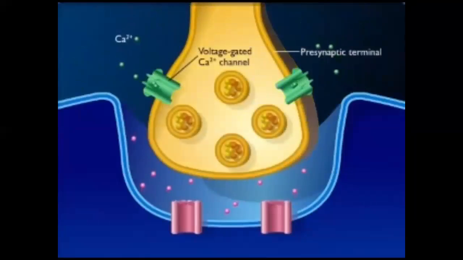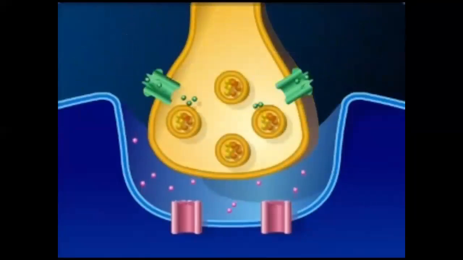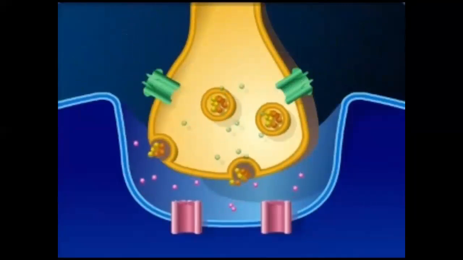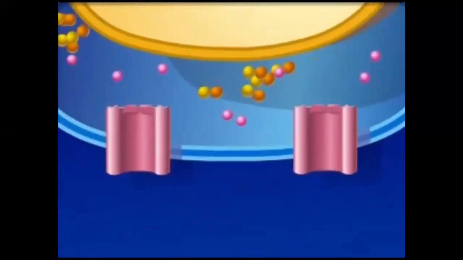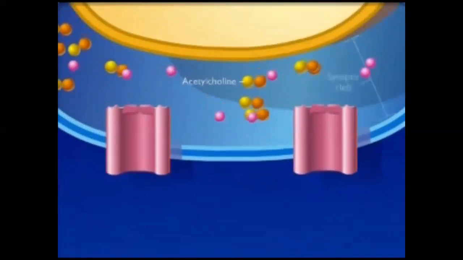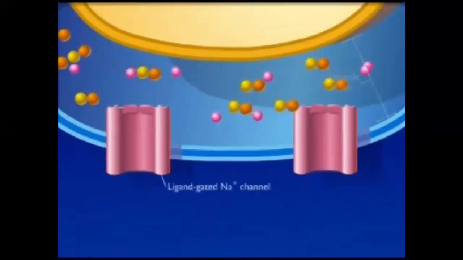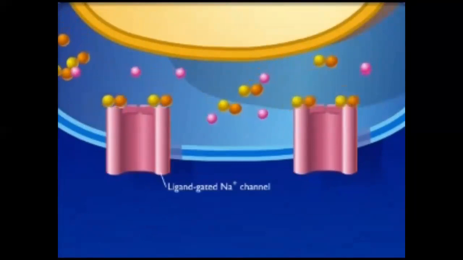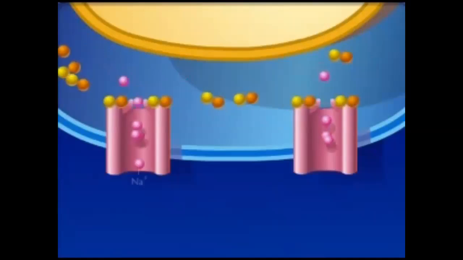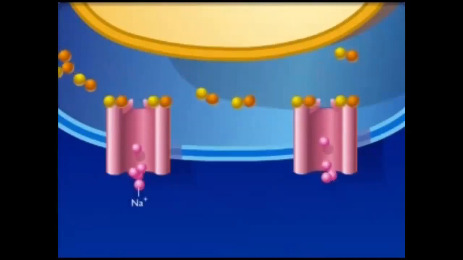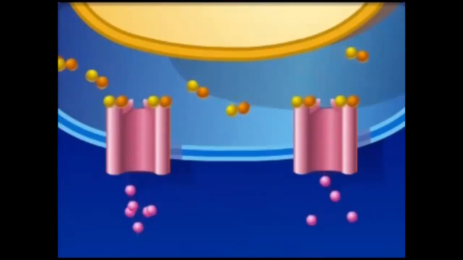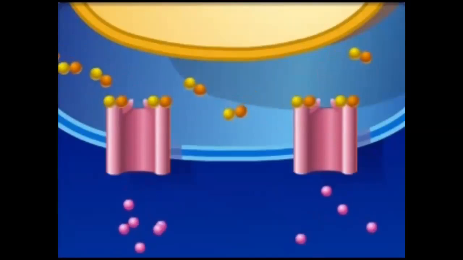open. Calcium ions diffuse into the cell and cause synaptic vesicles to release acetylcholine, a neurotransmitter molecule. Neurotransmitter molecules, acetylcholine, diffuse from the presynaptic terminal across the synaptic cleft and bind to their receptor sites on the ligand-gated sodium channels. This causes the ligand-gated sodium ion channels to open, and sodium diffuses into the cell, making the membrane potential more positive. If the membrane potential reaches threshold level, an action potential will be produced.